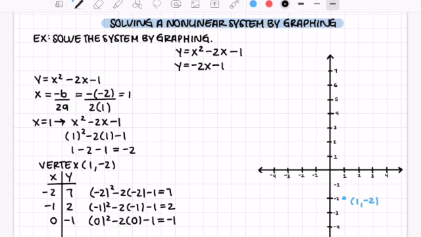So I'm just going to plot these real quick onto the graph. On the other side, I have 0, -1. And then I have here -1 going up to 2. And then the last one is -2 going all the way up to 7.